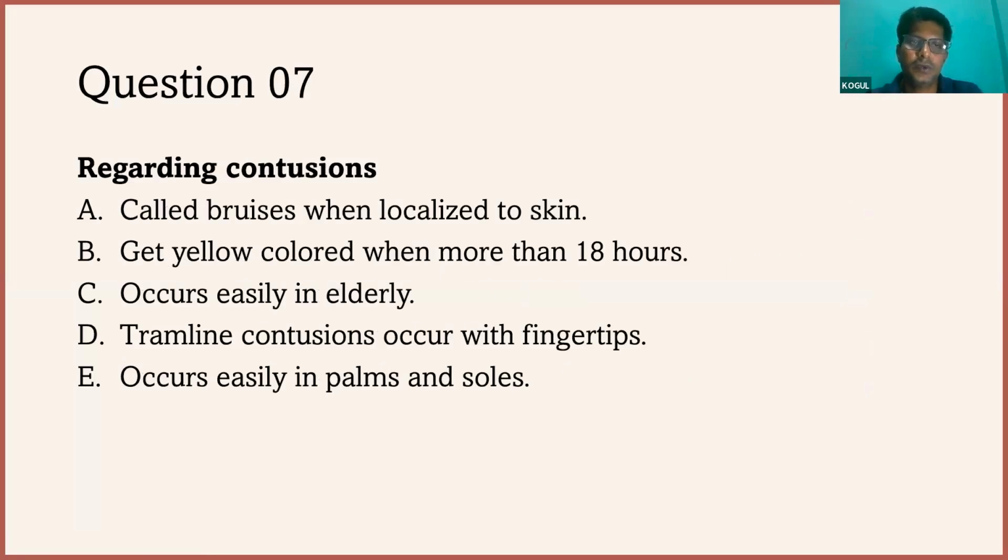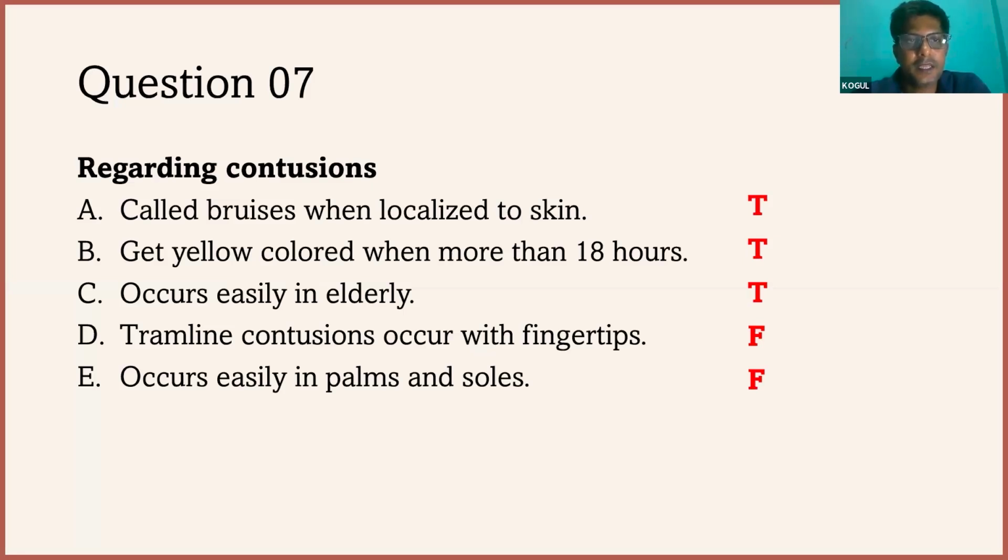Regarding contusion, called bruises when localized to skin. But it's not technical. Usually some textbooks consider that bruises indicate only in the skin and localized area. Contusions occur in any of the areas. So that's why they are asking. According to the book, some say bruises are localized to skin, and contusion indicates all over the body. So when contusions occur only in the skin in a localized area, some books consider them bruises. If they don't ask this type of question, usually only some books are mentioning the bruises.